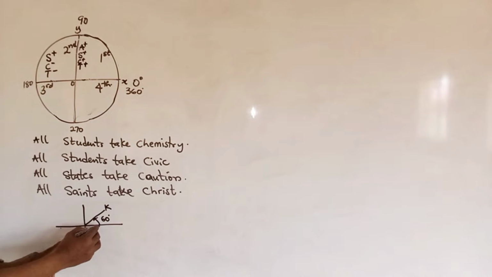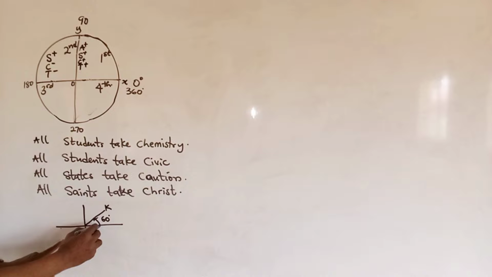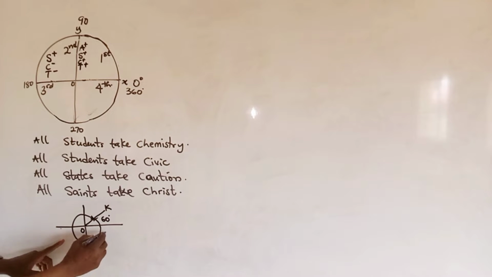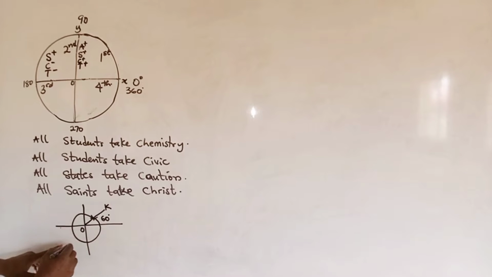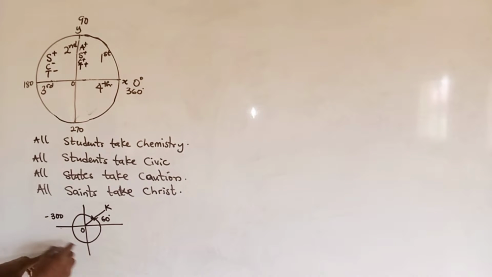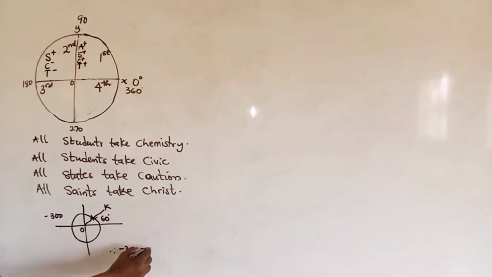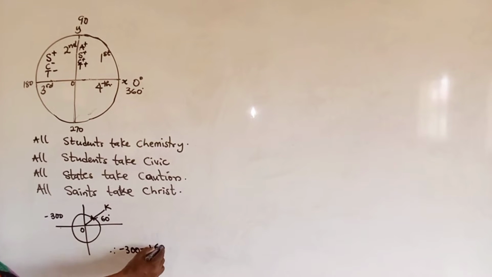In the anticlockwise direction, I have 60 degrees. And in the clockwise direction, I am going to have 300, that is negative 300.